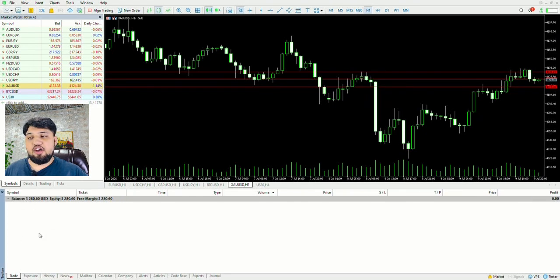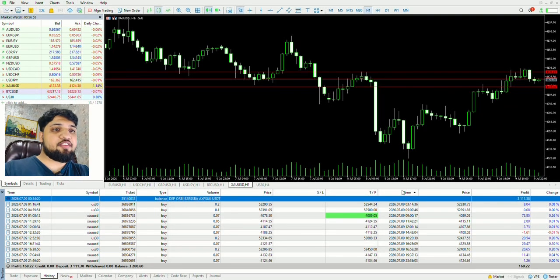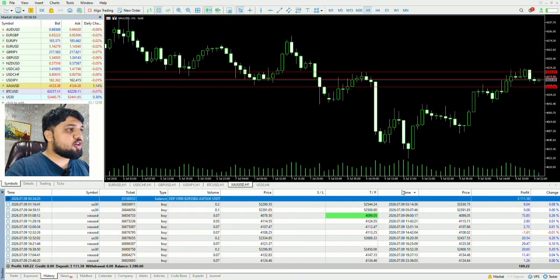$3,280, and let's talk about the history. So I have just deposited $3,000 a couple of days ago. As you can see, this is all the history that I have shared on that structure. As you can see, I have deposited $3,100, and after that I have only taken, I think, 7 or 8 trades, and in those trades I have managed to earn $170.